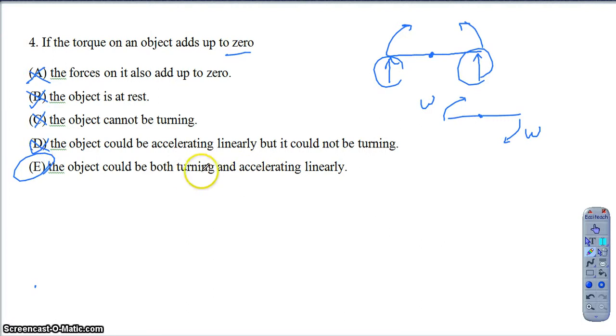Okay, it definitely could be turning, we've already talked about that. It could be accelerating linearly like we saw in the first example, but it cannot be accelerating rotationally, right? It can't be turning and picking up speed. So anyway, option E is the best choice on question 4.